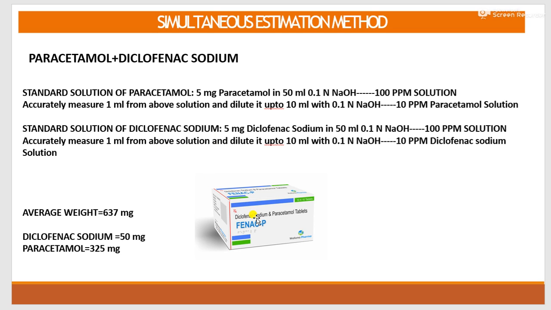The sample is a tablet containing diclofenac sodium and paracetamol. 20 tablets are taken and the average weight is calculated. The average weight of the tablet is 637 milligram, which contains 50 milligram of diclofenac sodium and 325 milligram of paracetamol. The tablets are triturated to get a fine powder.